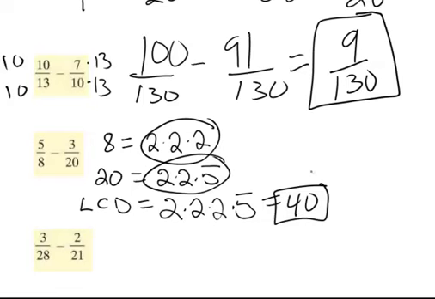Where do I have more 5's? The number 8 has more 2's. The number 20 has more 5's. Multiply my numbers out, and there's my LCD.